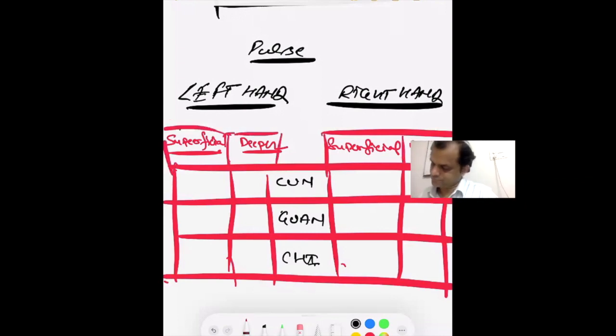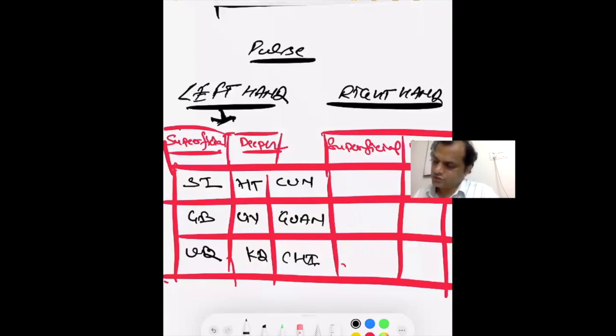So now, this is the left hand. So in the left hand, chun, superficial, small intestine, deeper is heart. In the left hand, second is guan, superficial, gallbladder, deeper is liver. Left hand chi position, superficial, urinary bladder, and deeper is kidney.